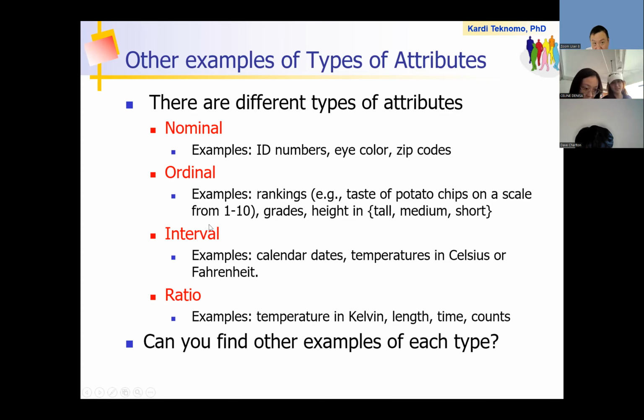So energy, nominal, ordinal, interval, or ratio. Energy. How do you measure energy? What is the unit of energy? Joule, so it's ratio. Very good.